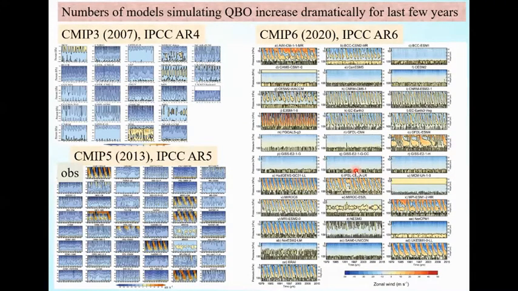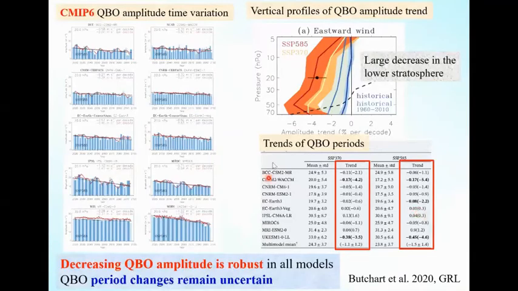Then we tried to do the same things using the latest models. Here, the left panel shows the QBO amplitude time variation in CMIP6 models. Many models show a decreasing trend, and this shows the vertical profiles of the QBO amplitude trend. It is very consistent with our earlier study, showing that the negative trend is larger in the lowermost stratosphere. So we are now confident about the decreasing QBO amplitude.